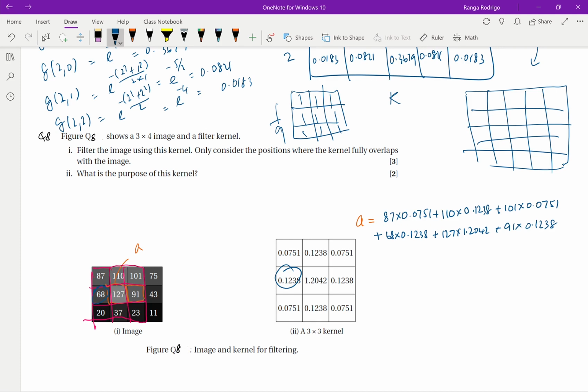0.1238 plus, then take this number 20 and this one, 20 times 0.0751 plus 37 times 0.1238. You multiply the corresponding locations. 23 times 0.0751. So you got to write the answer for that.